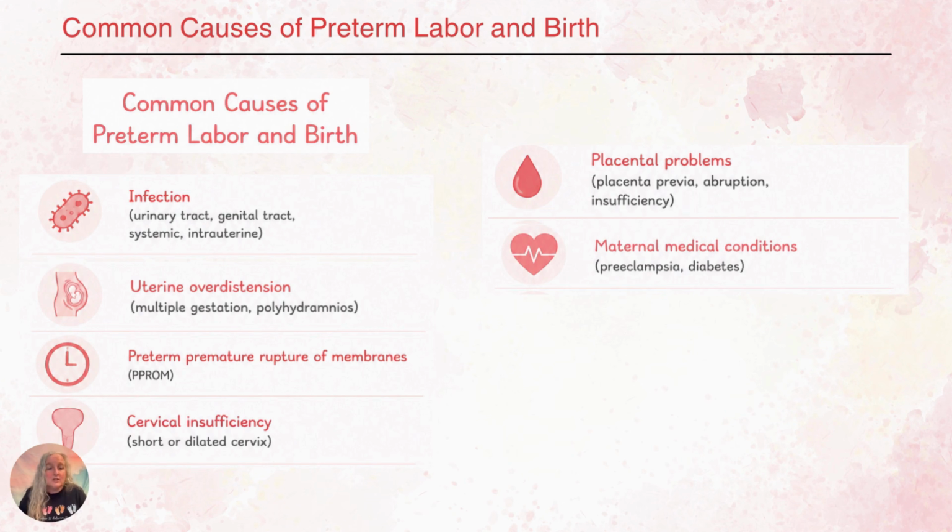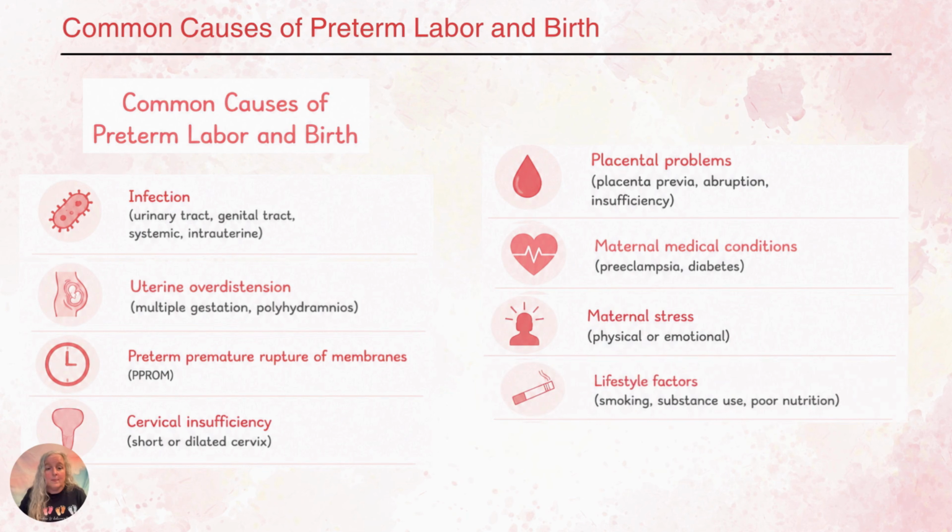Maternal medical conditions, hypertension, diabetes, preeclampsia. If she has a short interval pregnancy where she delivers and then gets pregnant right away, this increases her risk. If she's had preterm labor or preterm birth before or low progesterone, these are also risks as well. Maternal stress, physical or emotional. Lifestyle factors, limited prenatal care, smoking, drug use, poor nutrition, and then there can be fetal indications to deliver preterm, such as intrauterine growth restriction or fetal distress.